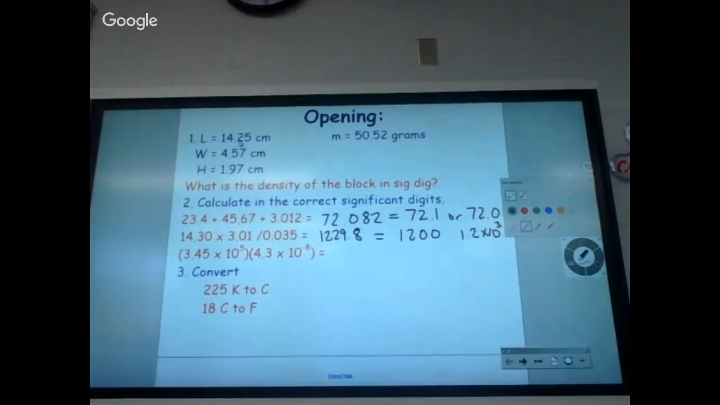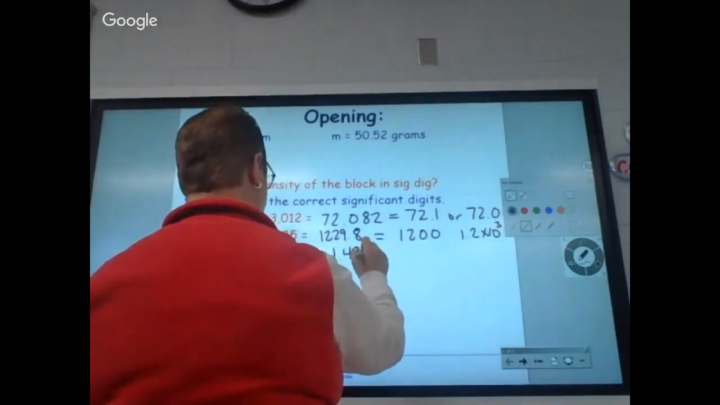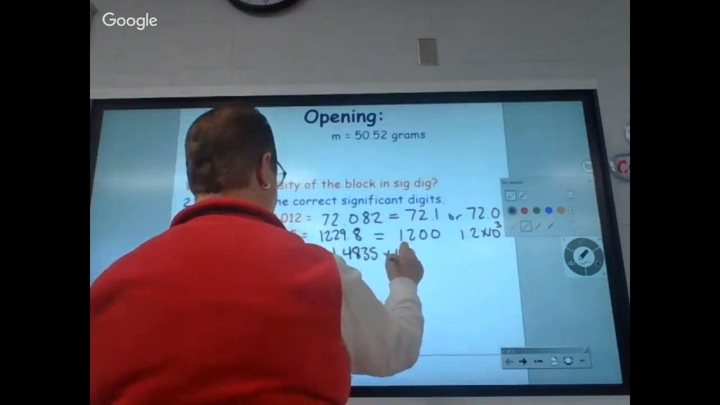All right, and the third one, these on the quiz have to be in scientific notation. I'll tell you that now. So 3.45 EE 5 times 4.3 EE -8. All right, mine's not in scientific notation, so mode. 1.4835 times 10 to the -2nd.